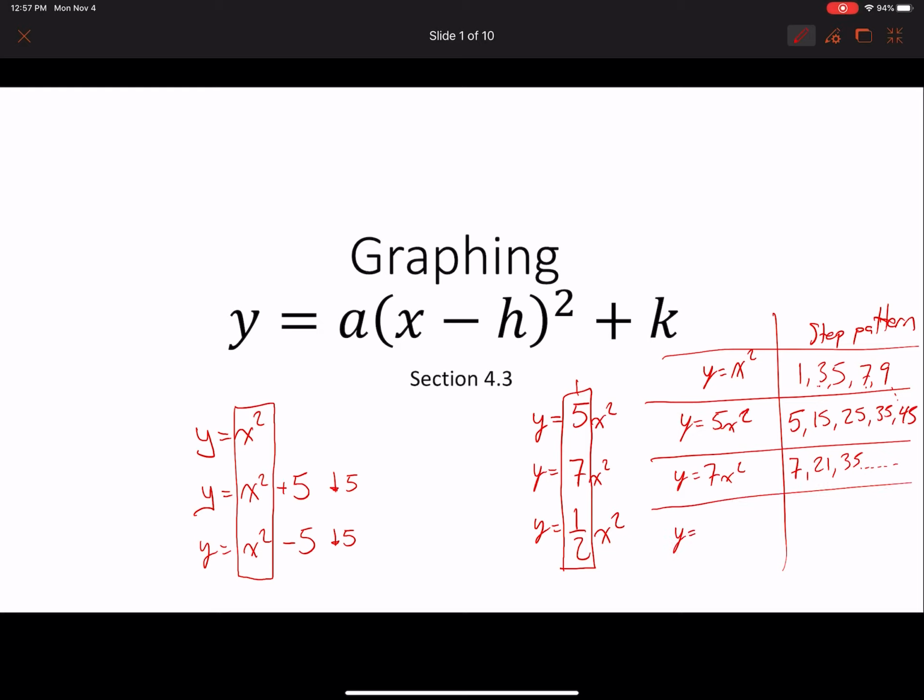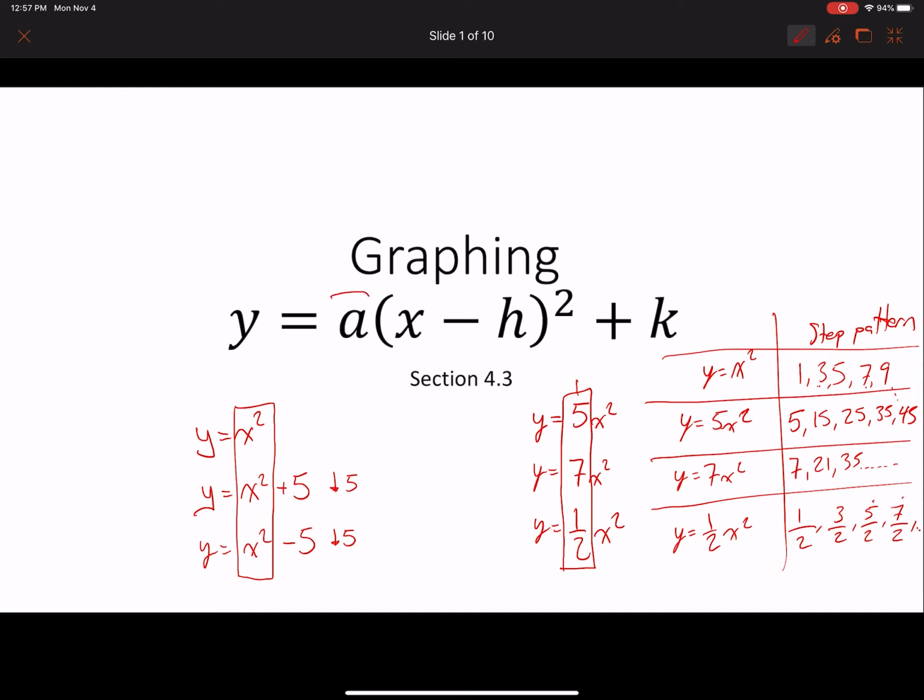Let's do the next one. Y equals half x squared. And what do we end up getting? Instead of our step pattern being 1, 3, 5, 7, etc., our step pattern is going to go by half. So 1 over 2, 3 over 2, 5 over 2, 7 over 2, etc.